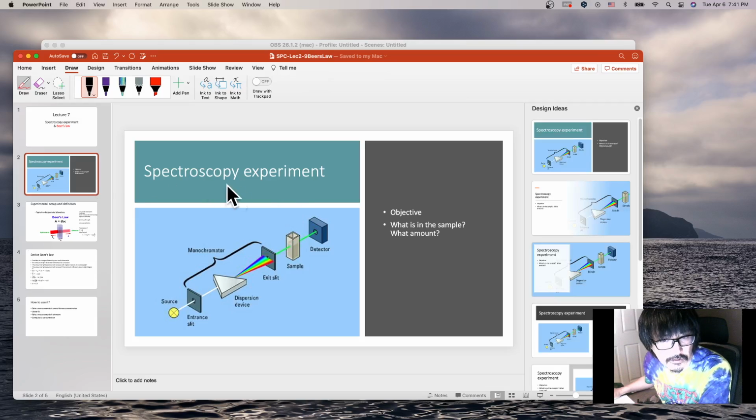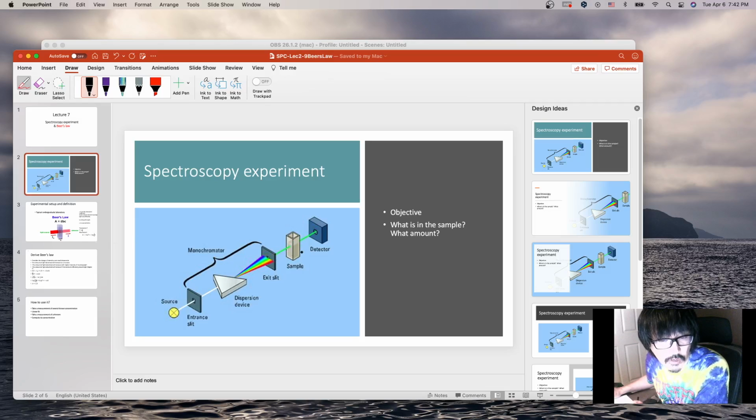So the spectroscopy experimental setup is usually that you have a light source, and then there is a device that changes the wavelengths, and then selects one of the wavelengths, isolates it, and then that isolated light goes through the sample, and then you can detect how much of the light actually goes through that sample.